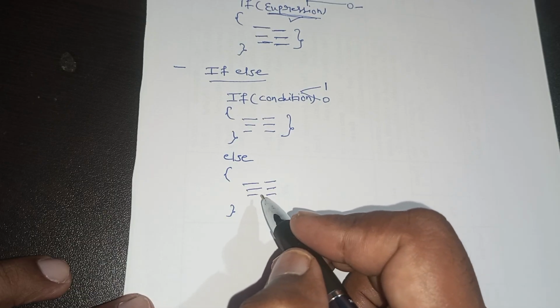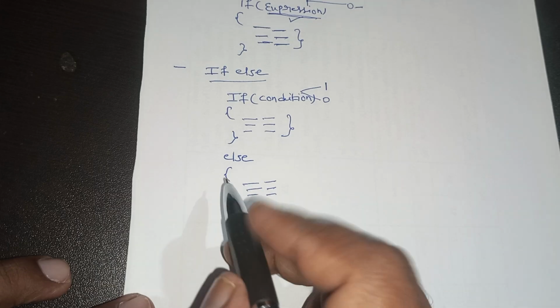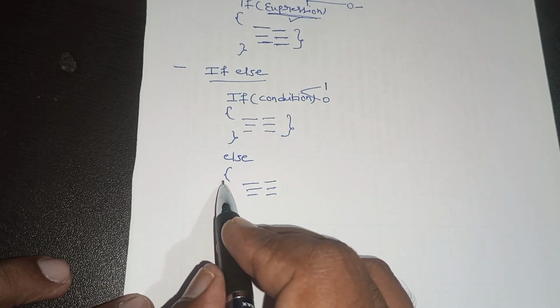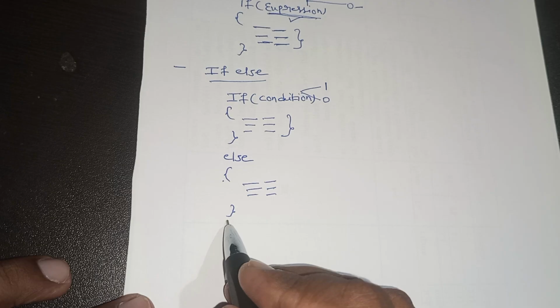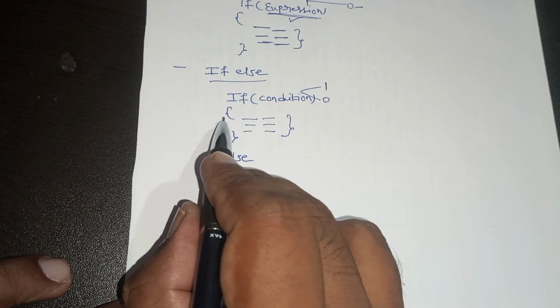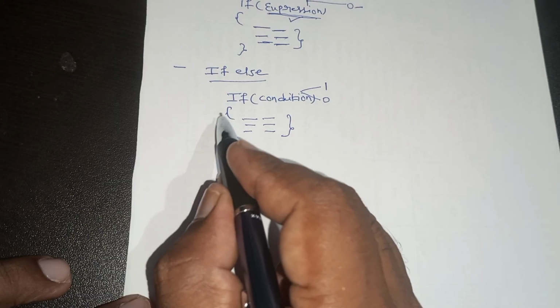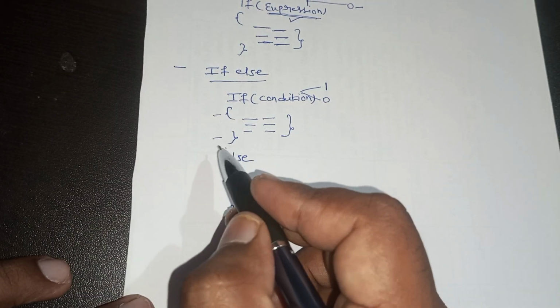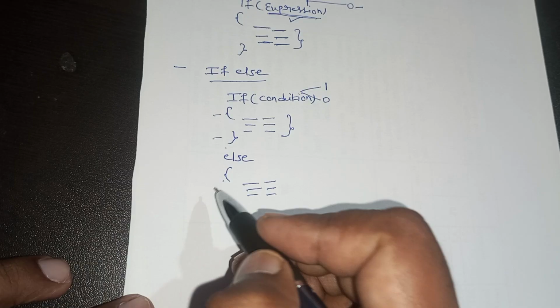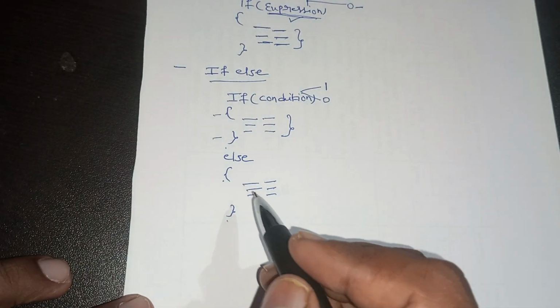Okay, why am I saying block? Because I have the opening of the else block, the closing of the else block, the opening of the if block, the closing of the if block. So there is an opening and then a closing, and you have to call it a block. Okay, so this is about the if else condition.